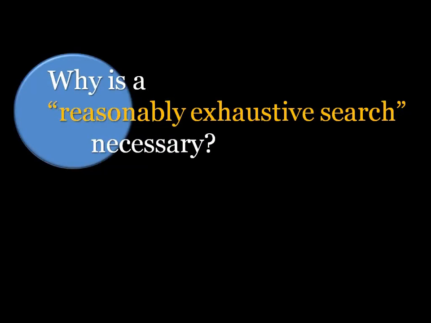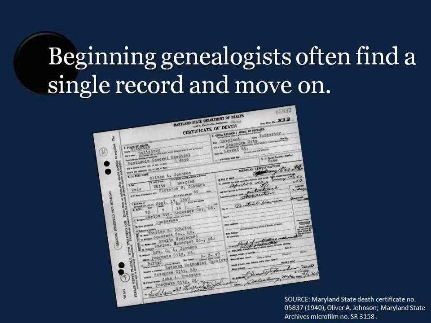That was a basic overview, but I want to go into a little bit more specifically. Why is a reasonably exhaustive search so necessary? One of the things that many of us do when we're just getting started and still learning the process is that we will kind of hone in on a single record. And if that record tells us the answer to our question, we accept it as the gospel truth and we move on to the next question we have.